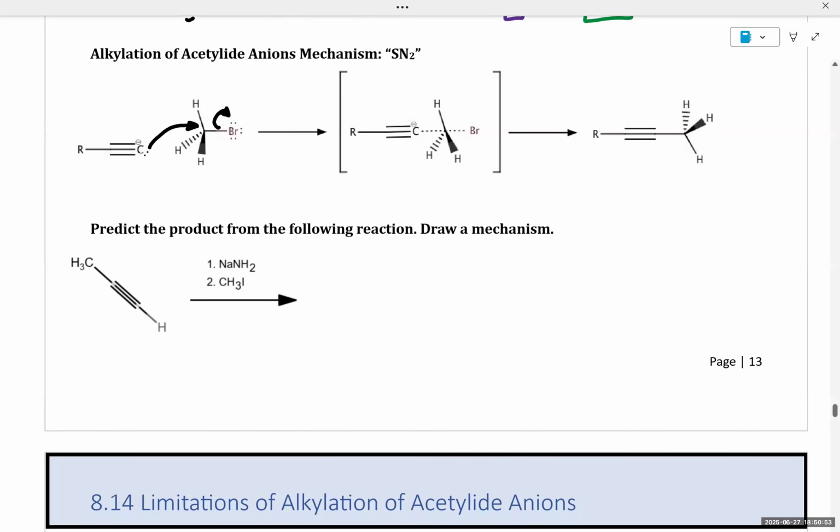So let's try to apply what we've learned, and I'd like you to predict the product from the following reaction and draw a mechanism. So pause the video, take a few moments, and then we'll discuss.